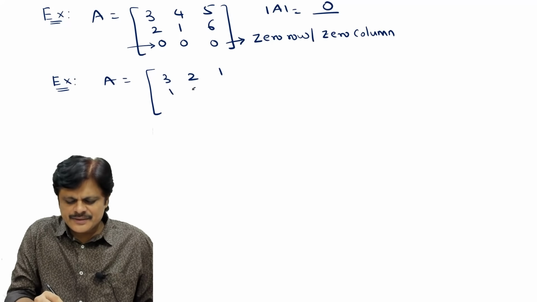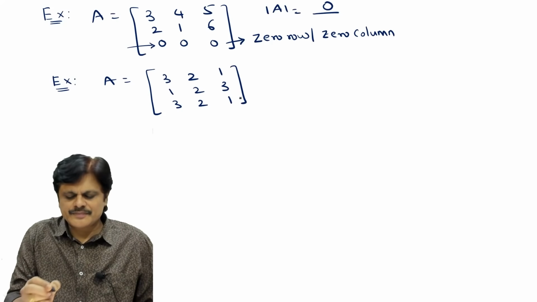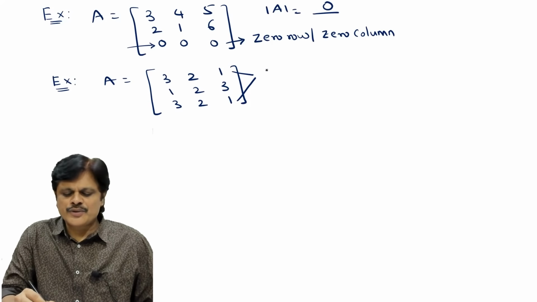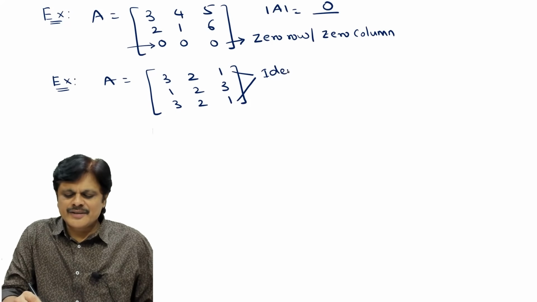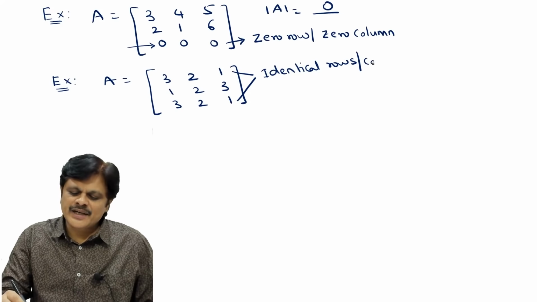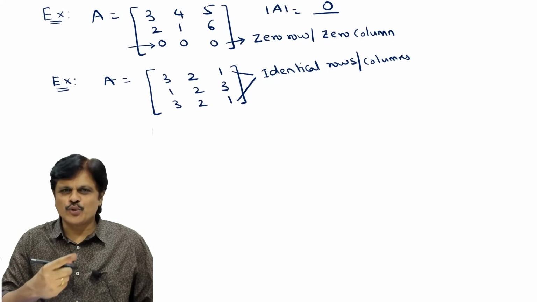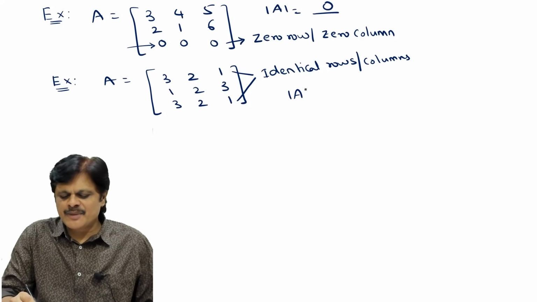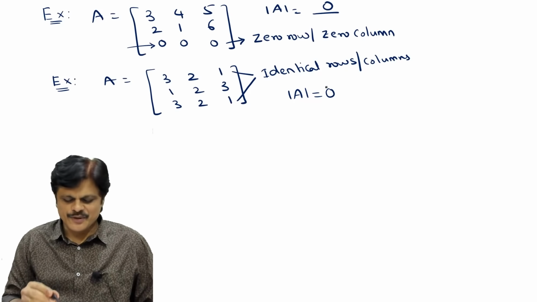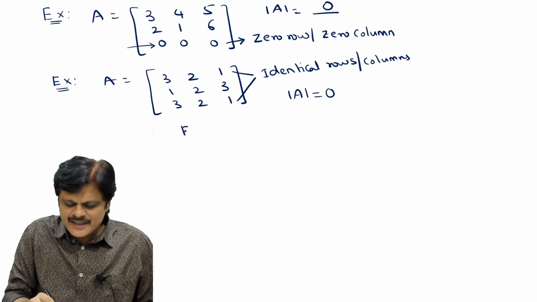3, 2, 1, 1, 2, 3, 3, 2, 1. Now if you observe, the first and third rows are identical. We call them identical rows. And whenever you see identical rows or columns, means two rows are the same or columns are the same, the determinant would be 0. See, I am writing the property with an example. Okay, like that. Let us take the next example.